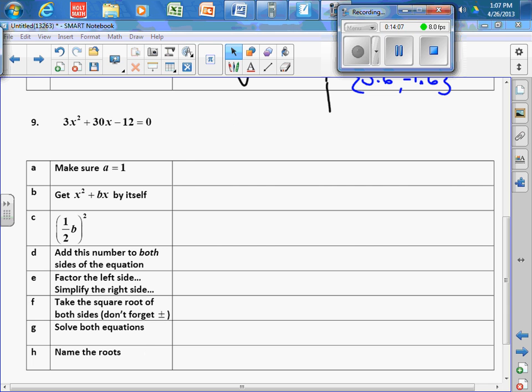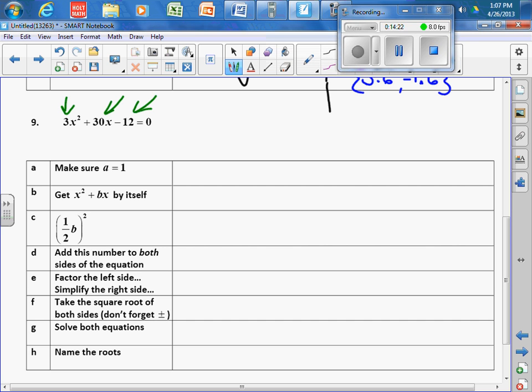All right, in number 9, we have 3x squared plus 30x minus 12 is equal to 0. And step A says, make sure that A is equal to 1. Well, A is not equal to 1, is it? So what can I do to it? Forget about this stuff over here. What can I do to this to make sure A is equal to 1? Well, how about if I divide by 3?